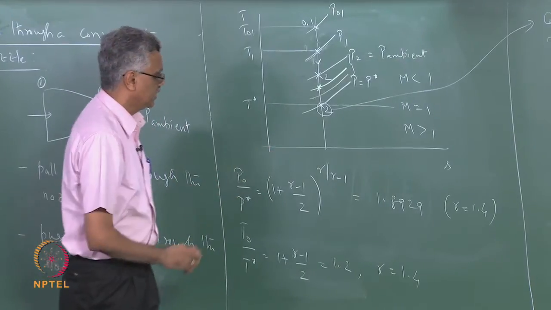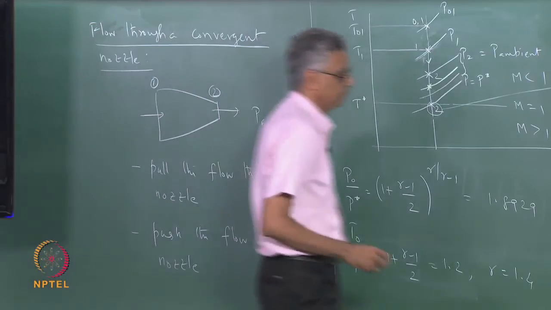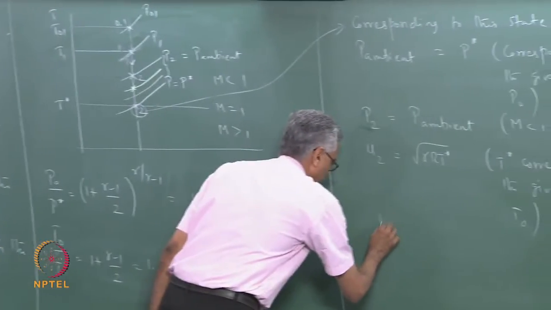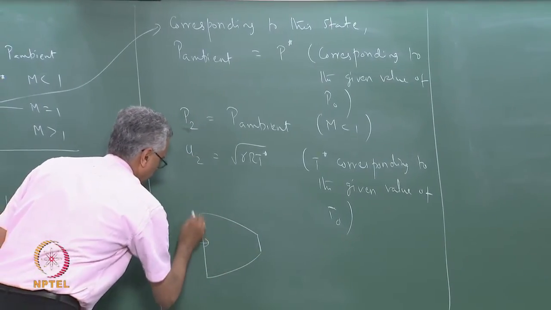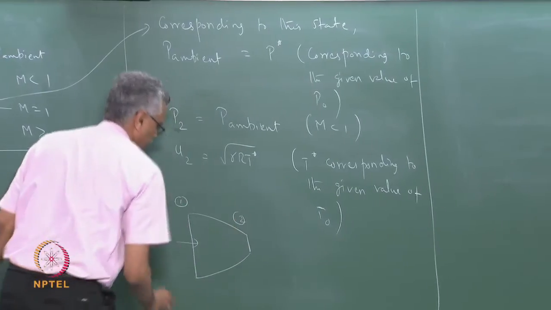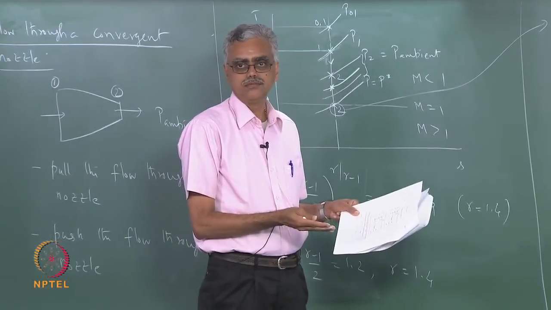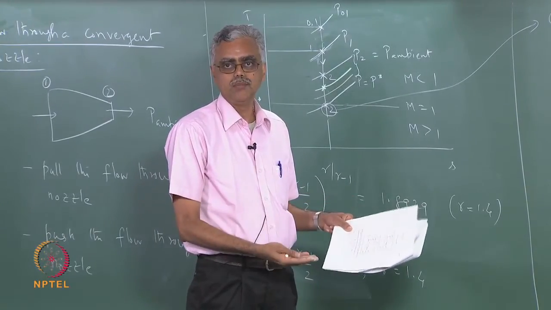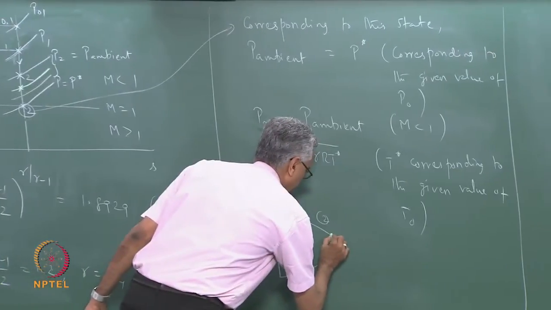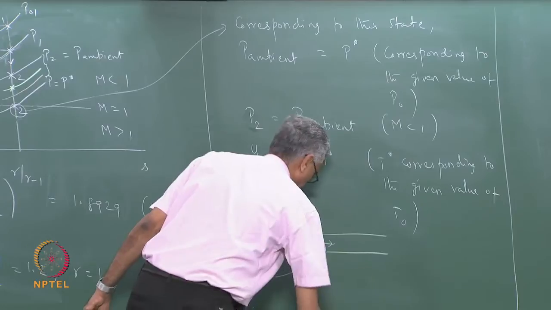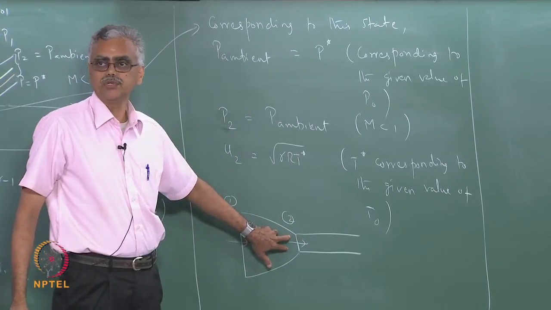Okay. So in this case, if you look at the flow that comes out of the nozzle, let us sketch this separately. This is the convergent nozzle, state 1, state 2. So the jet comes out of the nozzle and the pressure at the exit P2 is equal to the ambient pressure. That means the jet comes out like this. The diameter of the jet as it comes out is equal to the exit diameter when the pressures are matched.